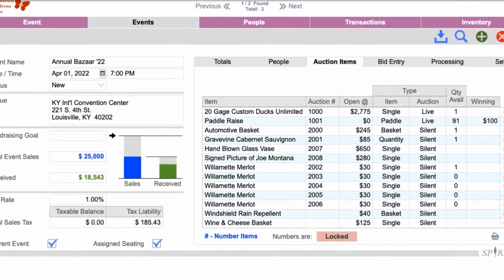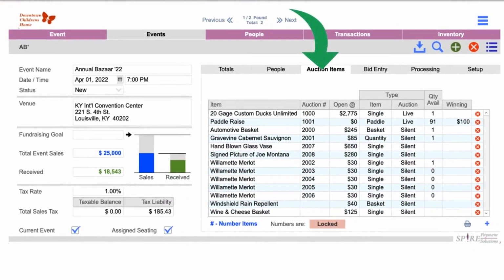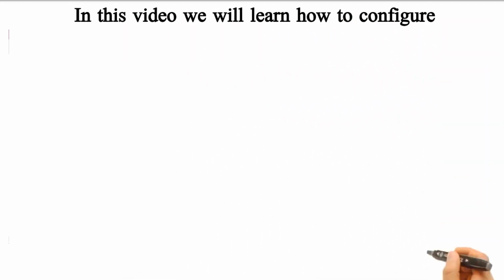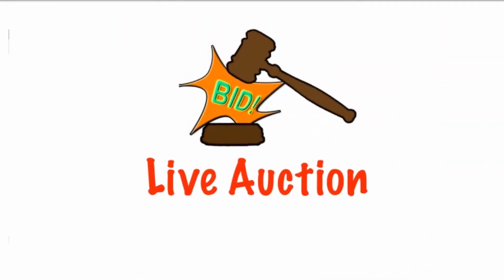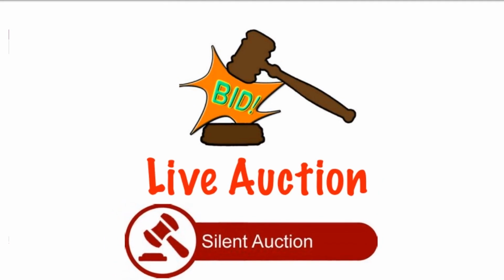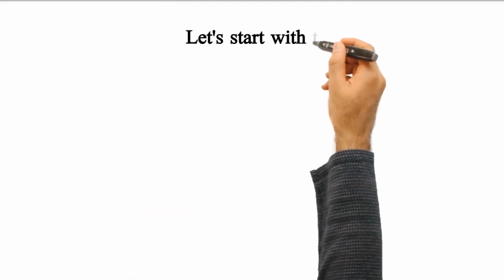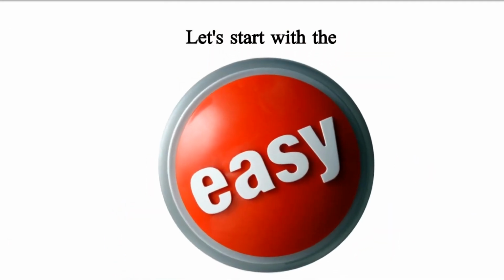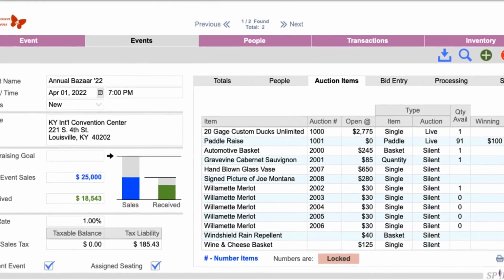Once you have items assigned to your event, you can begin to configure the items for sale at auction. In this video we will learn how to configure both live and silent auction items for your event. Let's start with the easiest items to configure for auction. Those items are live auction items.